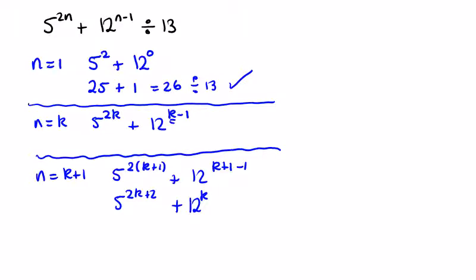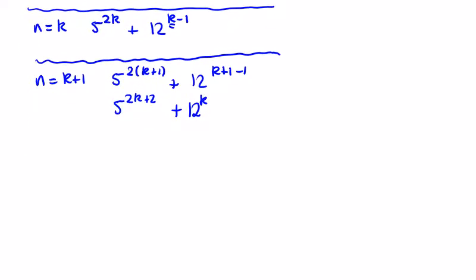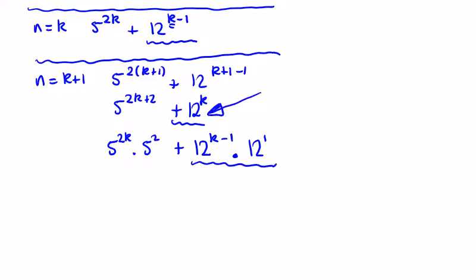So going from here, if we look at my assumption, let me do the 5 to the power of 2k first, just splitting that up. 5 to the power of 2k times 5 to the power of 2. Now, the 12 to the power of k that I have here, I want 12 to the power of k minus 1. So how would I make this stay as 12 to the power of k? So what would I have to multiply 12 to the power of k minus 1 by to get 12 to the power of k? Just 12 to the power of 1.